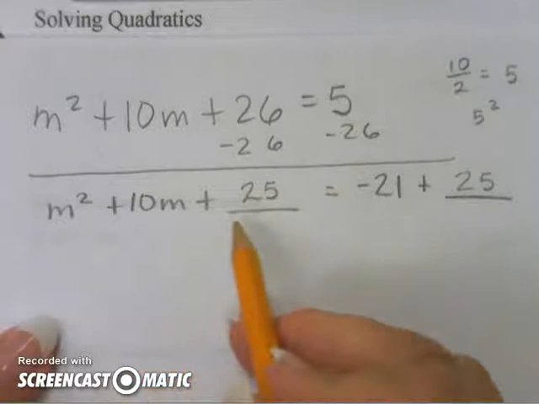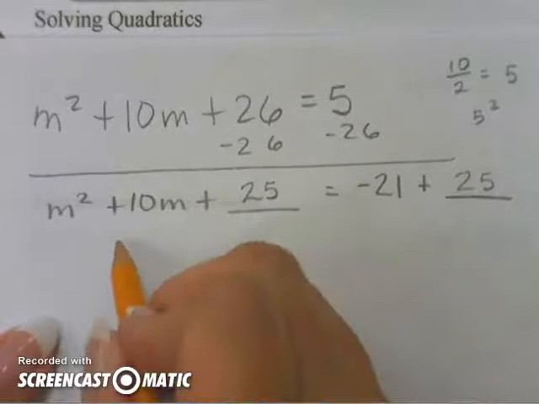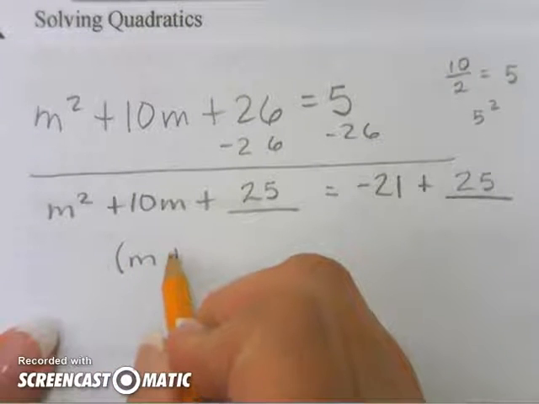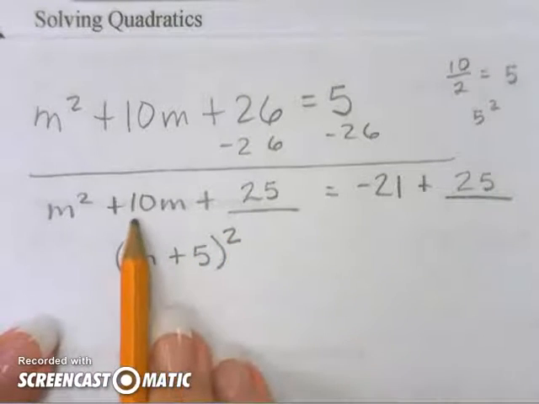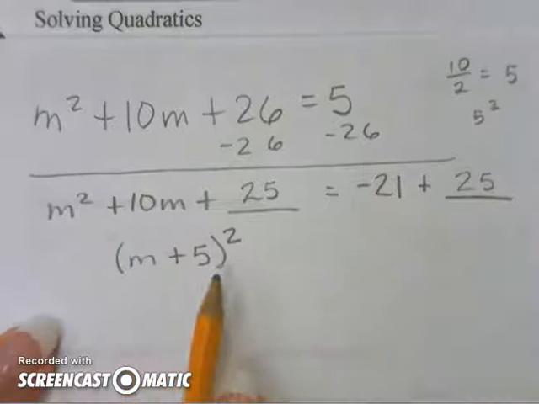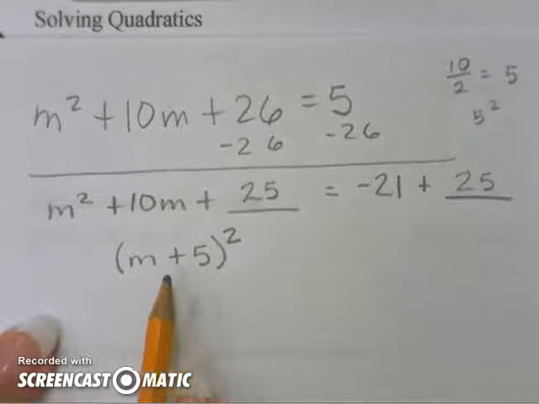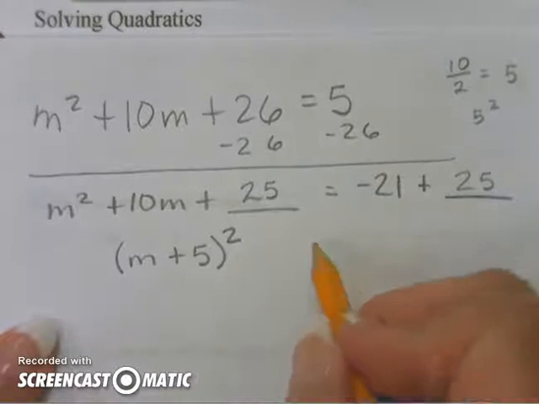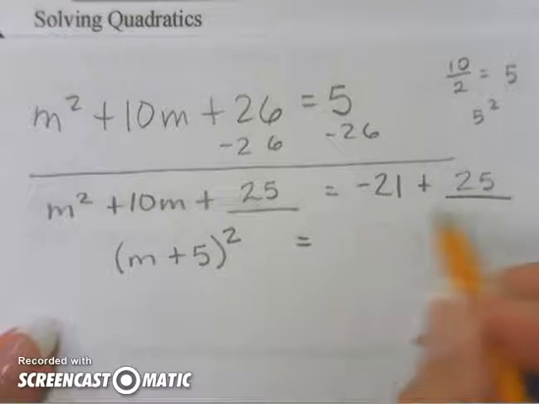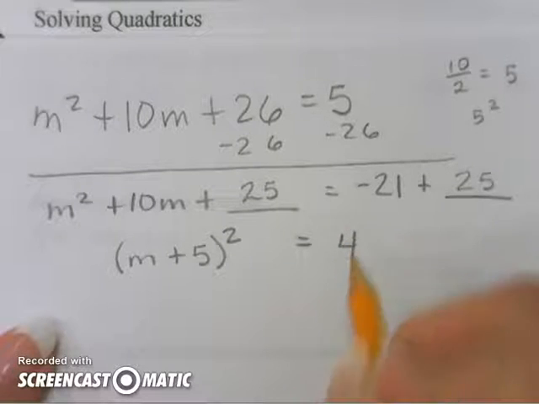Now this is a perfect square trinomial. It factors in a very special way. Whatever half my middle term is what will go in my parenthesis. So this is going to be m plus 5 parenthesis squared is equal to 4.